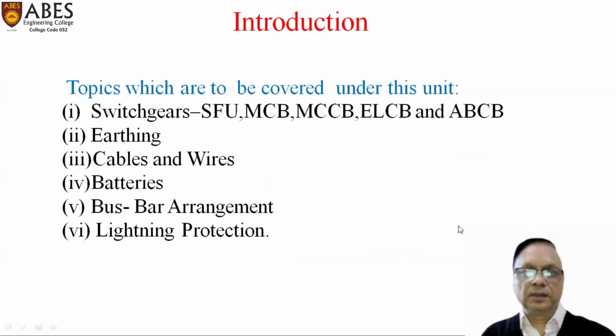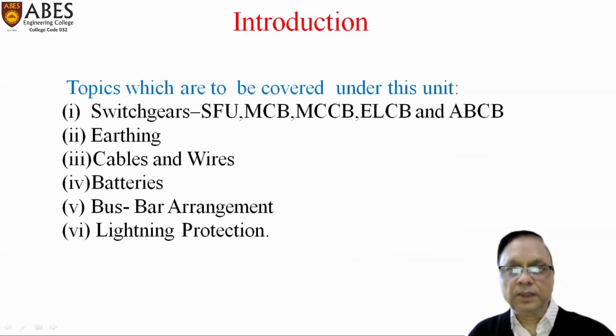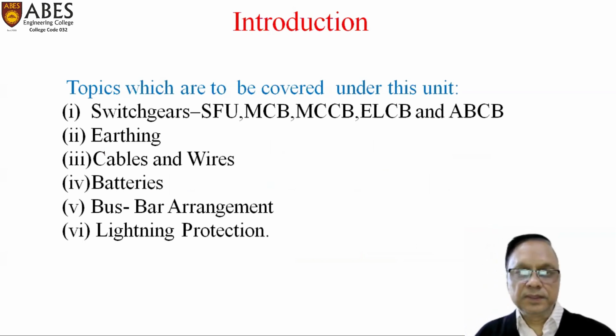First, it's important to know what will be covered under this unit. What are the switchgears? What are the protection schemes? Here I've got switchgears of five types, which are part of the syllabus: SFU, that is a switch fuse unit, miniature circuit breaker, molded case circuit breaker, that is MCCB, earth leakage circuit breaker, and air blast circuit breaker. Also, we will be covering earthing, cables and wires, batteries, bus bar arrangement, and lightning protection. This is important because it is part of the syllabus.